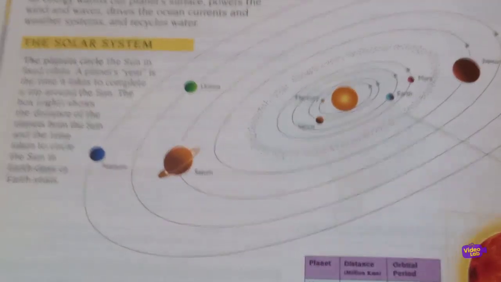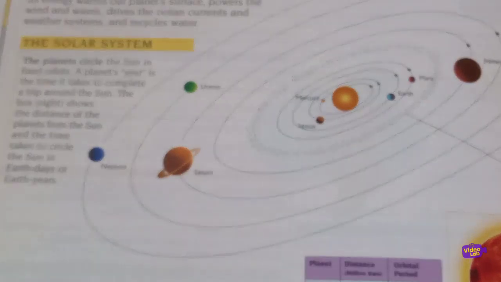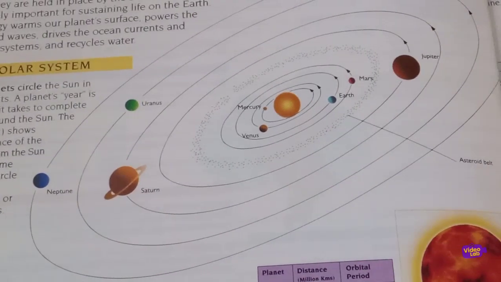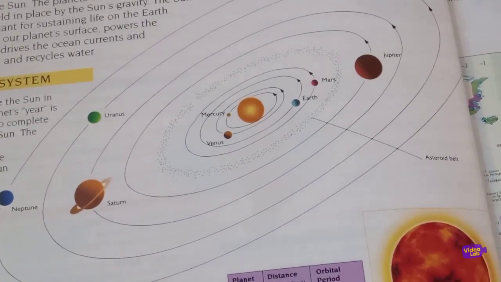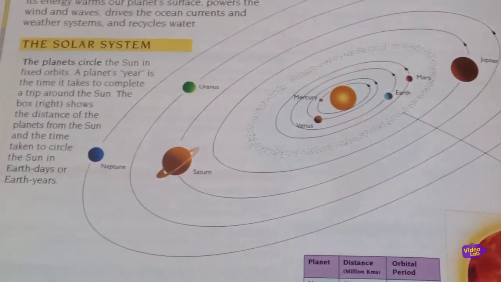So here it's told that the planets circle around the sun in a fixed orbit. A planet's year is the fixed time which a planet takes to have one revolution around the sun. Like the Earth takes 365 and a half days to revolve around the sun. There are 366 days in a leap year and 365 days in a normal year.